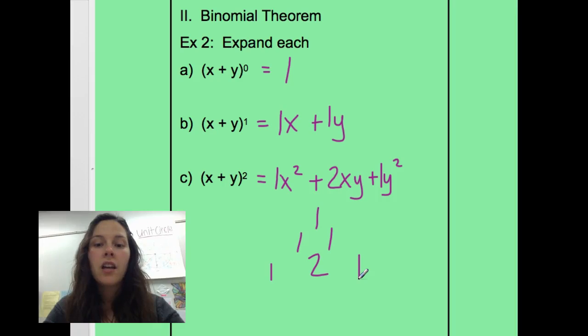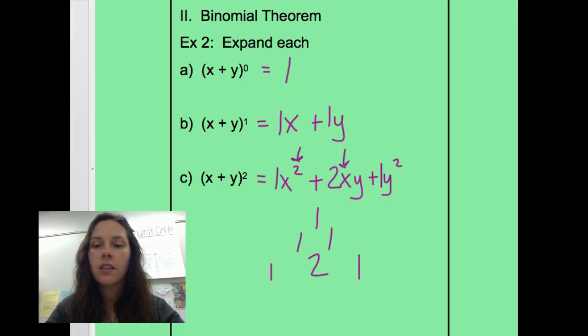The powers come from the highest power. So notice on the first term we have the highest power, and then the power goes down, and then notice the x is gone on the last term. For that y, the one that was the second term, it's backwards.